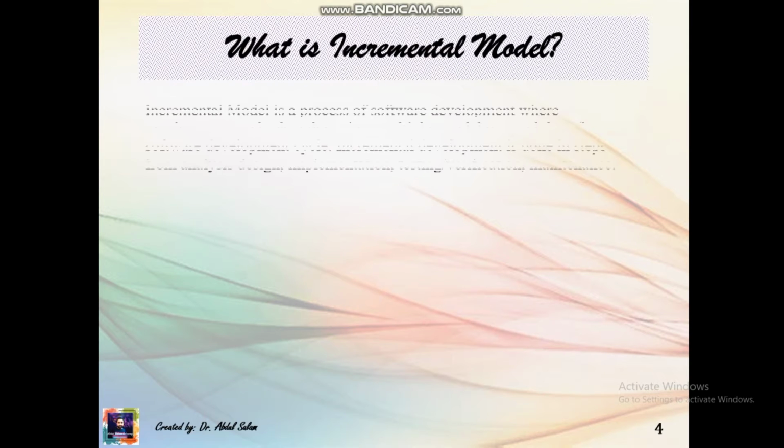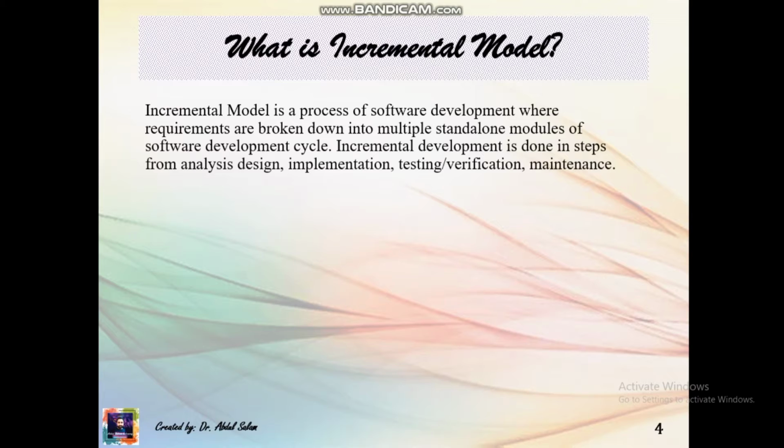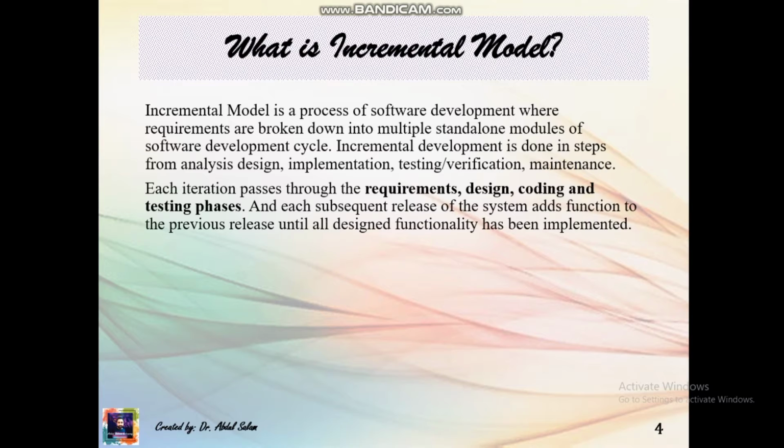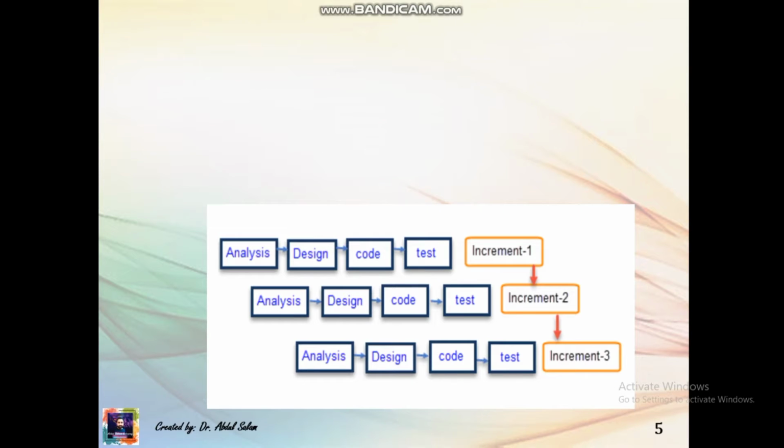What is the incremental model? Basically, the incremental model is a process of software development where requirements are broken down into multiple standalone modules of the software development lifecycle. Incremental development is done in steps from analysis, design, implementation, testing or verification, and maintenance. Each iteration passes through the requirement, design, coding, and testing phases, and each subsequent release of the system adds function to the previous release until all designed functionality has been implemented.